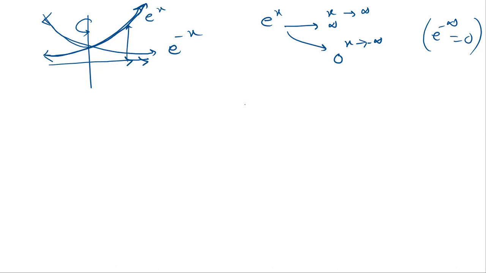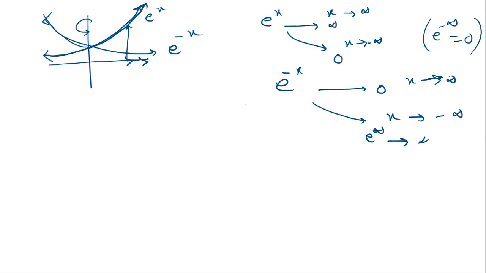In the same way, if you take e power minus x, for x tends to infinity, this will become e power minus infinity. That is why it is becoming 0. This is for x tends to positive infinity. Now if you take x tends to minus infinity, e power minus of minus infinity will become e power infinity, so this tends to infinity. So this graph is like this.